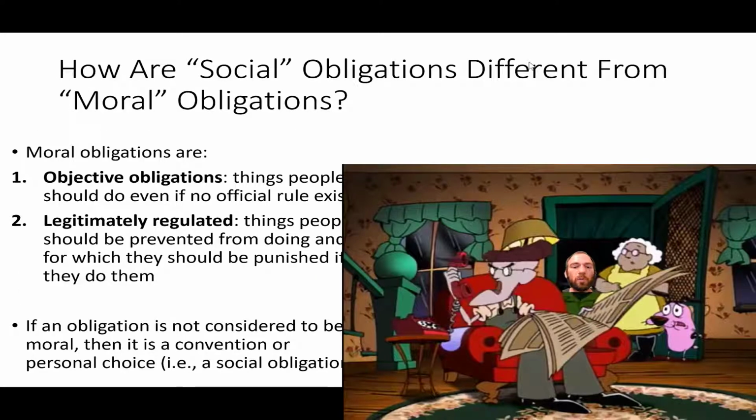So how are people's social obligations different from moral versus immoral obligations? Cultural variation in ethics can be studied by looking at whether people consider something to be a moral obligation. That is something that is, one, an objective obligation, meaning that people should do it even if no rules exist to tell people to do it; and two, legitimately regulated, meaning that people should be prevented from doing it and should be punished if they do it. If this is not a moral obligation, then it is a personal choice, i.e., a social obligation.